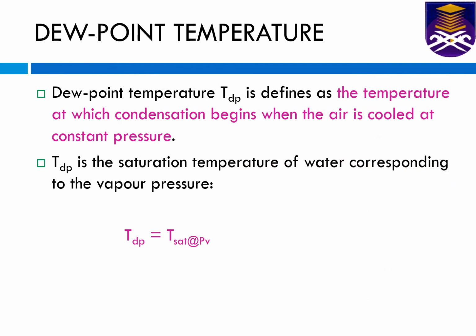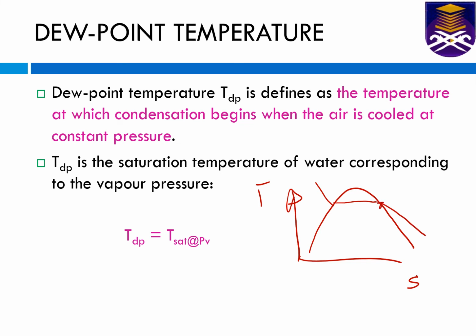What does dew point temperature mean? Another important variable that you have to understand is the dew point temperature, which is defined as the temperature at which condensation will start to happen. If you look at the temperature-entropy diagram, this is where condensation will begin. When the temperature goes into this condition, it will start to condense, because it is already in the saturated liquid plus saturated vapor region. So the dew point temperature is when the temperature is equal to T saturated.